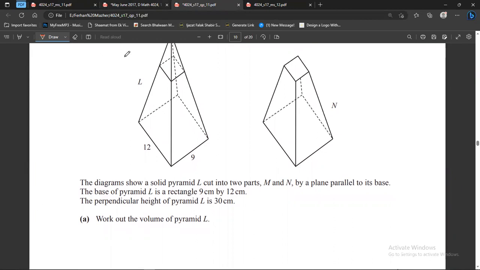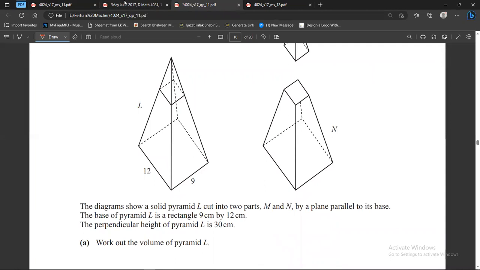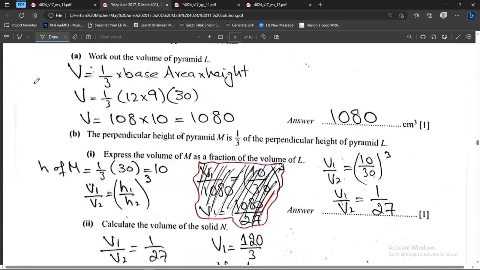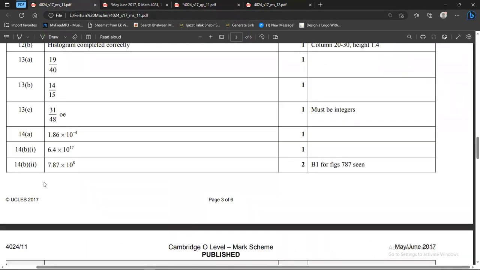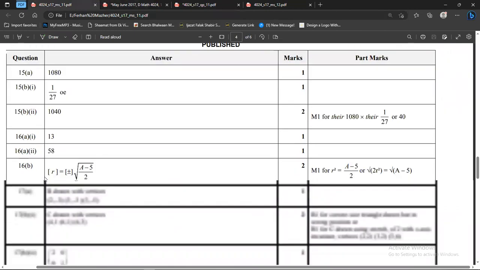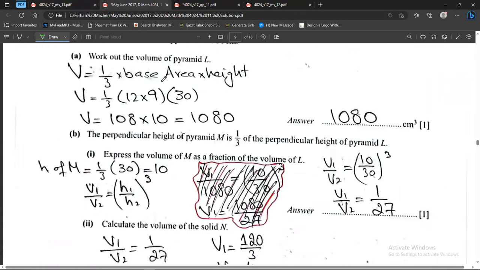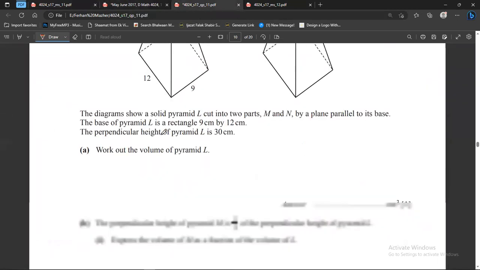You know the volume of the pyramid L, that is very simple. 1 by 3 into base area into height. The base is 12 into 9 and the height is 30. So 1 by 3 into 12 into 9 into 30, and that will be 108 multiply 10, and that is 1080. So the volume will be 1080, which is right. This is the solution.